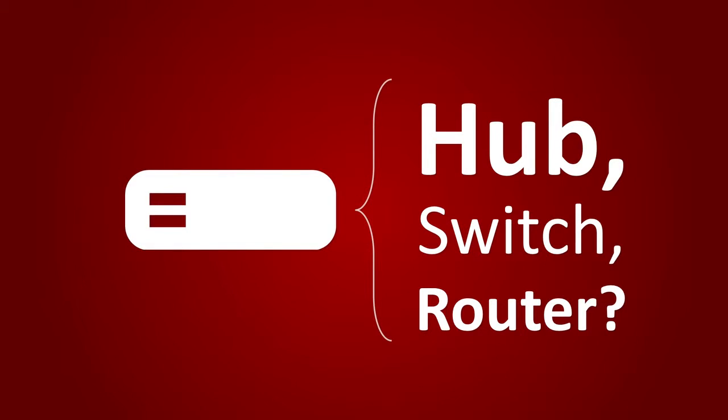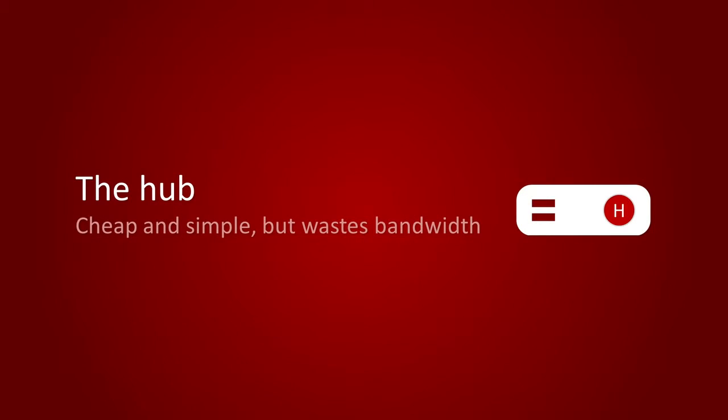Types of network devices: hubs, switches, and routers. Let's start with the hub. Hubs are cheap and simple devices that can connect a bunch of computers to each other, but they're a little wasteful with bandwidth. Here's how they work.